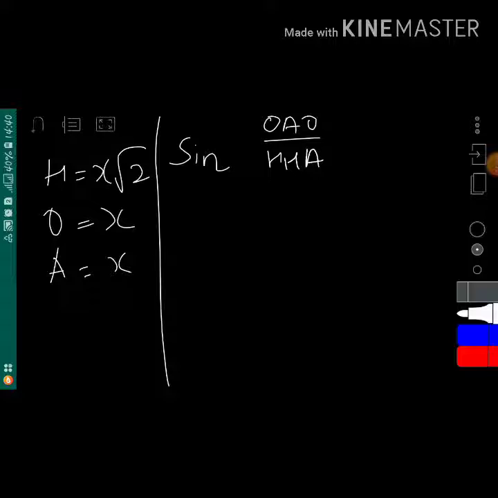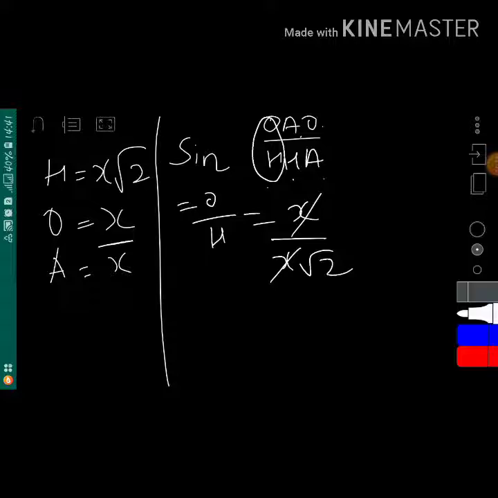Oranges, all are oranges, but he ate an apple. So sine will be O by H, right? O by H. So here, what is my O? X. H is x by root 2. So x cancels. 1 by root 2.